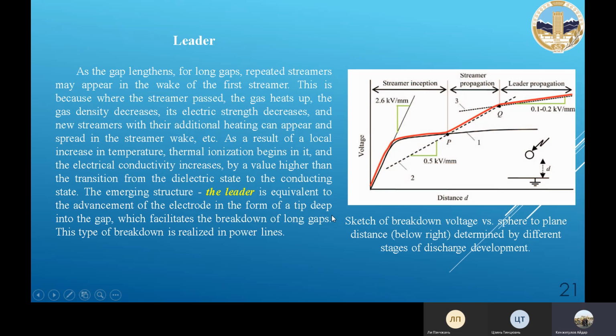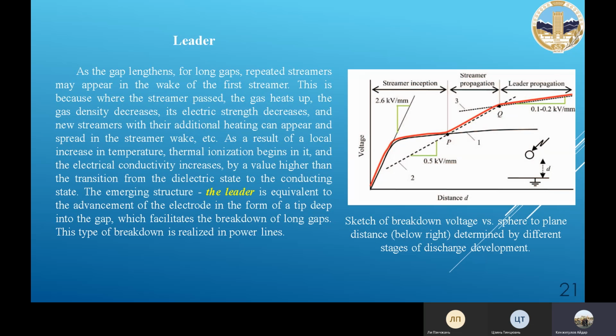Okay. So the next process is a leader. As the gap lengthens, for long gaps, a repeated streamer may appear in the wake of the first streamer. This is because where the streamer passes, the gas heats up, the gas density decreases, and its electric strength decreases.